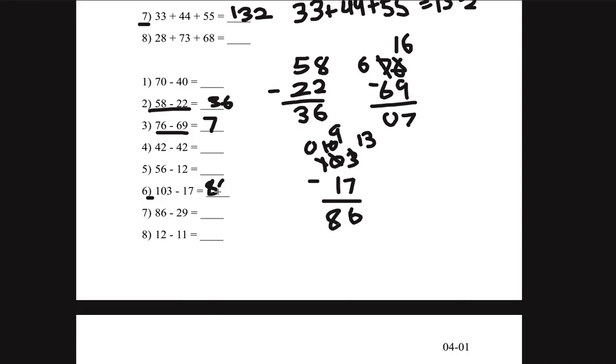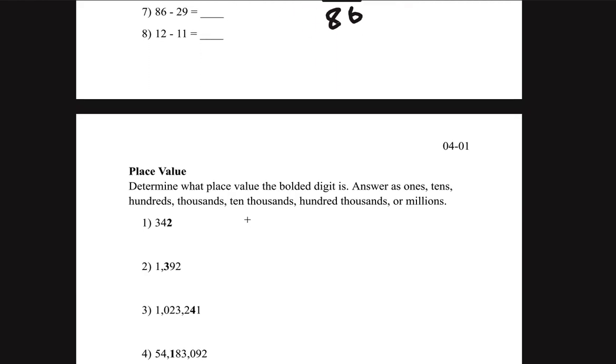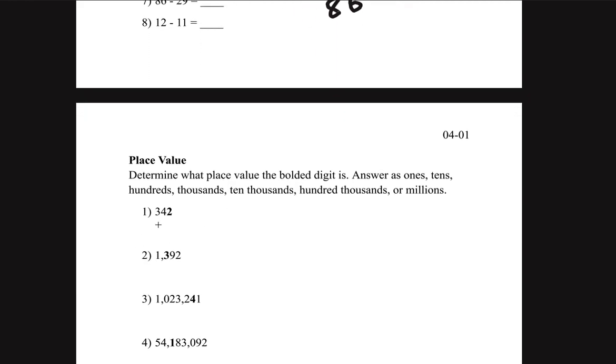Now we're going to move on to some place values. So we're looking at the bolded number and seeing if it's in the ones place, tens place, hundreds place, thousands place, 10,000, 100,000, or million. So look at number 1. So we have 342. So we have hundreds place, tens place, and then the ones place. So it would be the ones place.